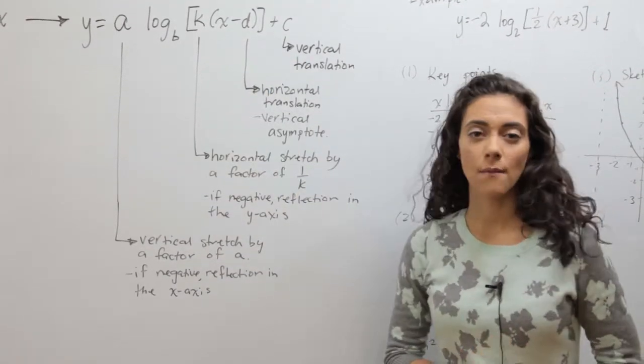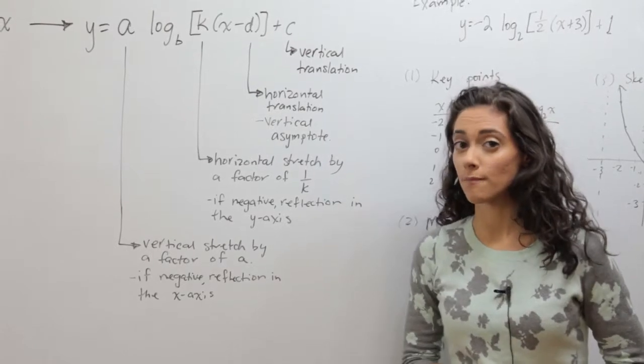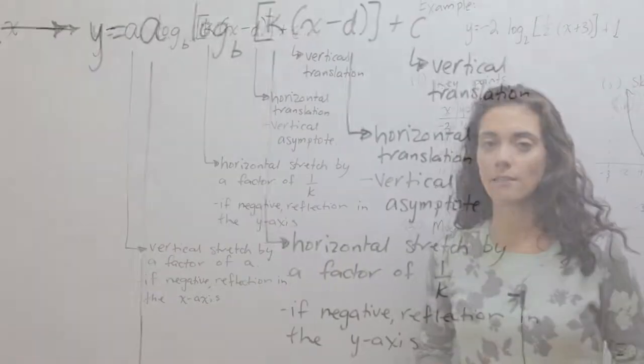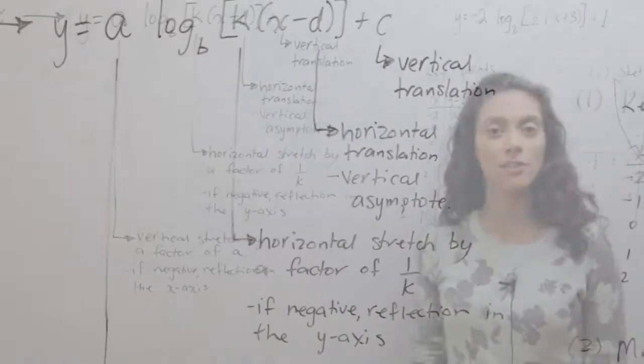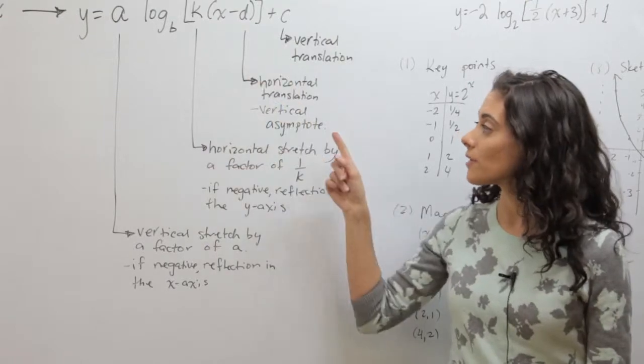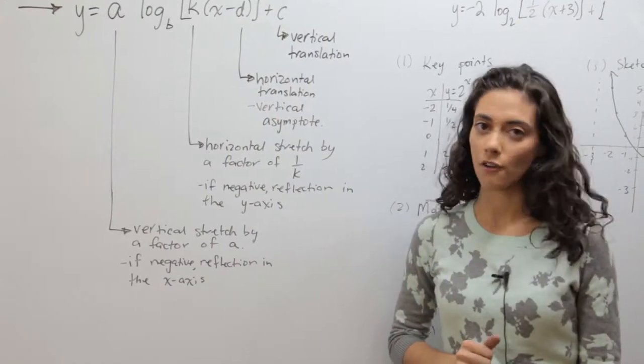This d value tells us something important, however, about logarithmic functions. If you recall, the base logarithmic function has a vertical asymptote at x equals 0. If my entire graph has been shifted left or right, my vertical asymptote goes with it. So this d value gives you the vertical asymptote of your logarithmic graph.